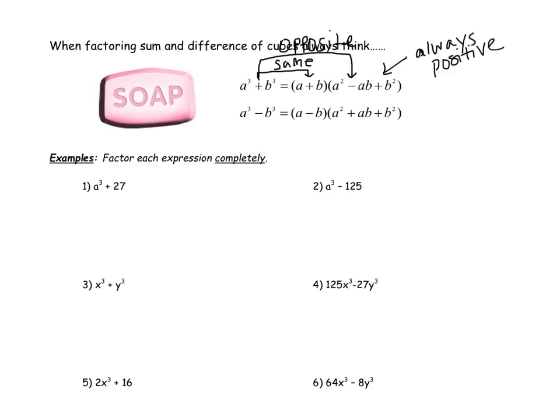So if we want to take a difference of two cubes, we're going to say that the first sign is going to be the same. So S for same. The second sign is going to be opposite. Same, opposite, and then the last will be always positive.